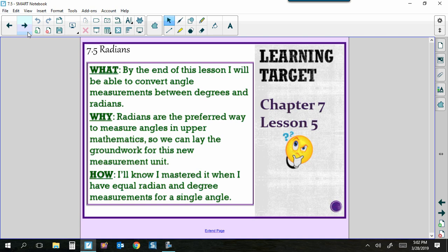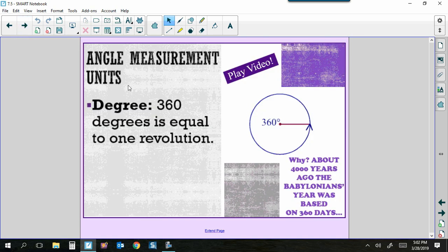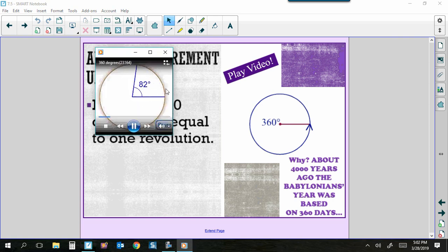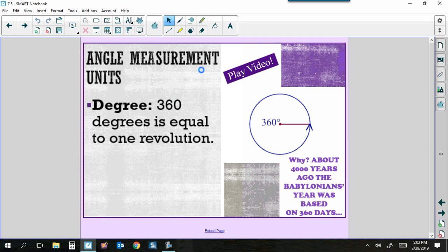Let's go ahead and get started. So first, what are we used to measuring angles in? We're used to measuring them in degrees. We have 360 degrees for one full revolution around a circle. So you can see here in this little video that as you go around the circle, and we stop a few times, we hit our main degrees, and then it goes all the way around to 360 degrees.